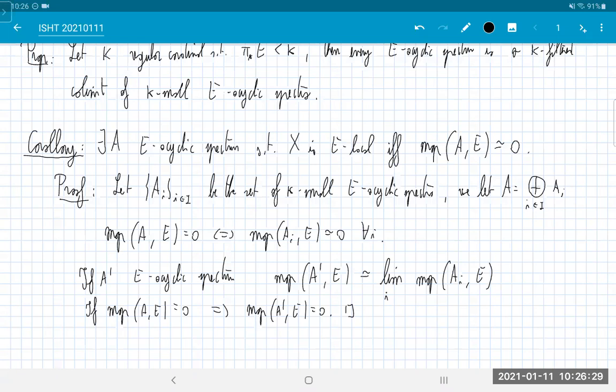Okay, now should I do first the theorem using the corollary or the proposition?